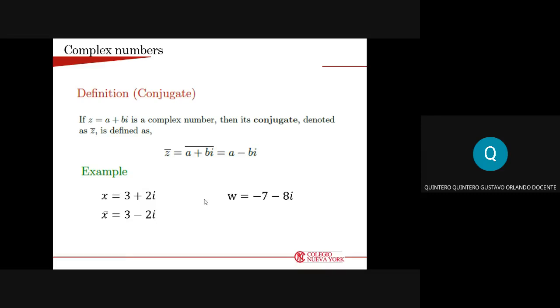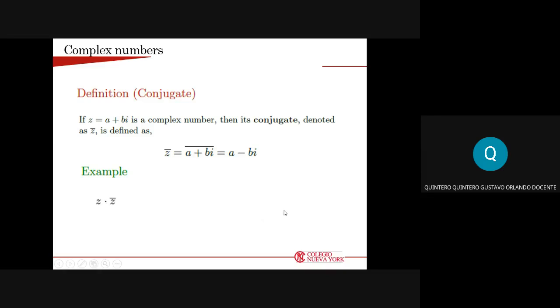Let's look at a different example. w is the number negative 7 minus 8i. A regular complex number, right? Okay, so what will be the conjugate of w? Well, it is exactly the same, but the only thing that changes is the imaginary part. Instead of being negative 8, it's now going to be positive 8. Everything else remains the same. That is the idea of a conjugate. It is absolutely simple. So simple that we can do some operations with them.